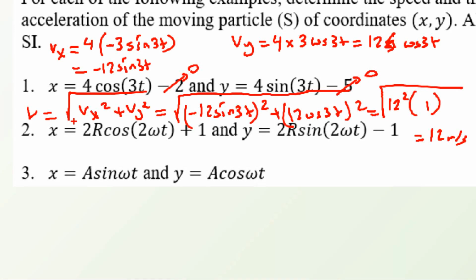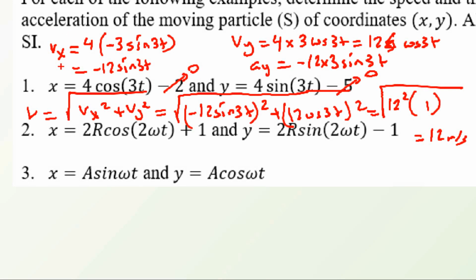So this is it for the speed. Now what about the acceleration? We need to differentiate again. Ay would be the derivative of this. 12 is a constant, can be dragged out. Cosine would give us minus sine with the inner derivative multiplied. Then that would be negative 12 multiplied by 3 sine 3t.